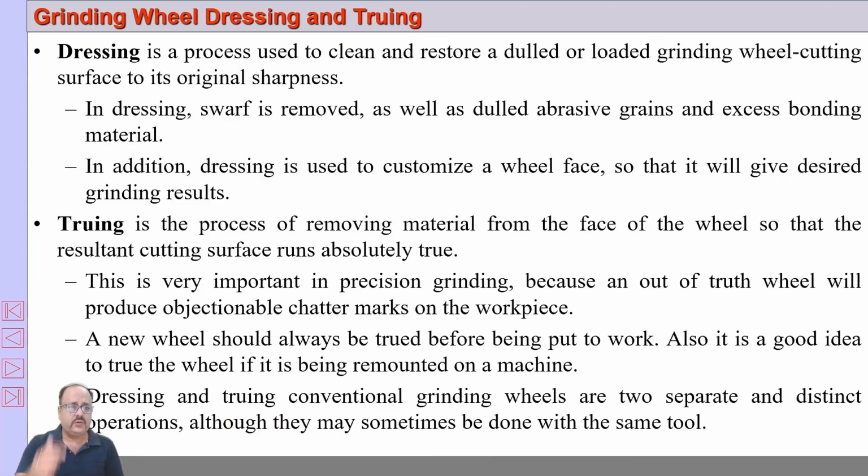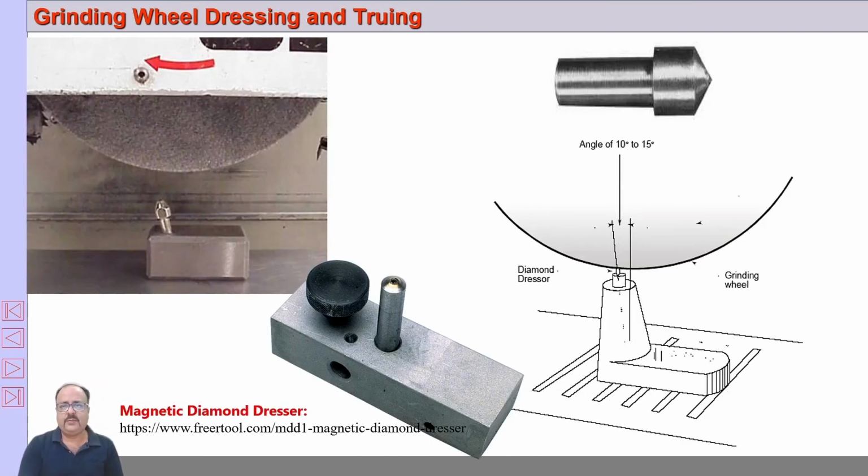Another phenomenon is called truing. Sometimes by faulty use, the roundness of the wheel is compromised. That is also corrected by the same tool, the diamond point tool, and by a similar process, you can correct the roundness of the wheel, and the process is called truing.